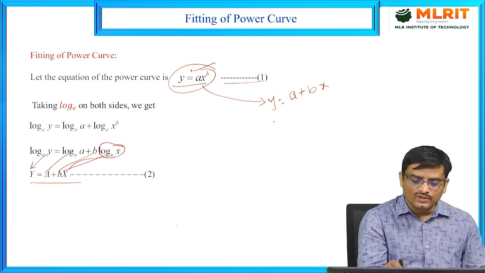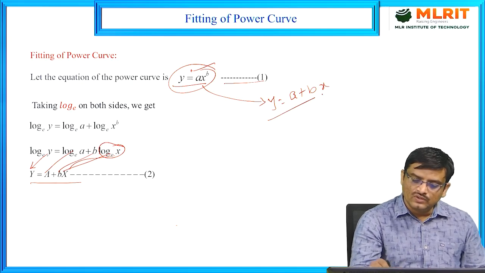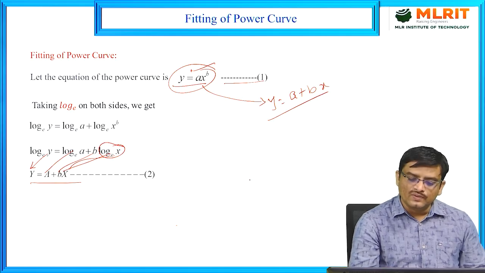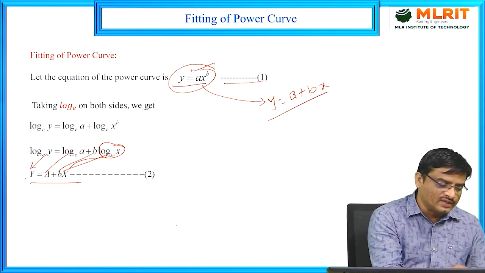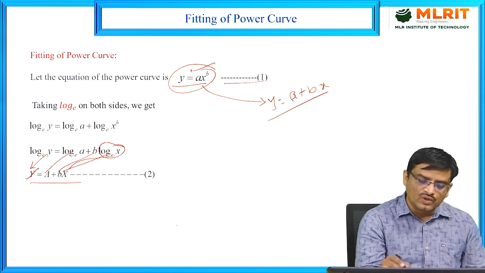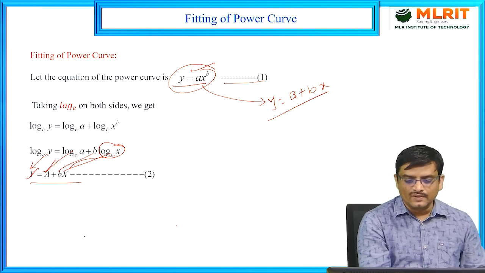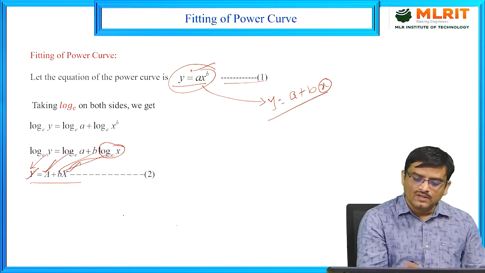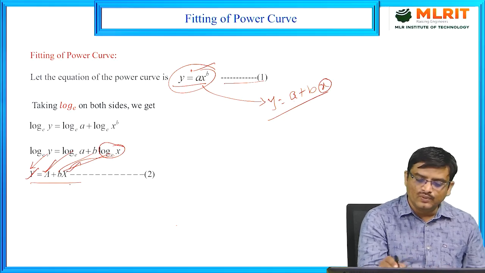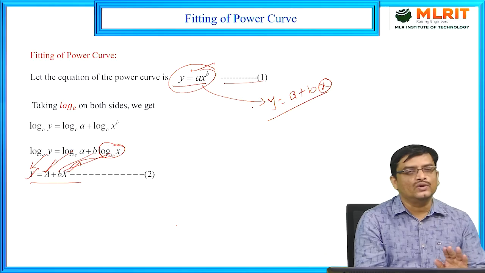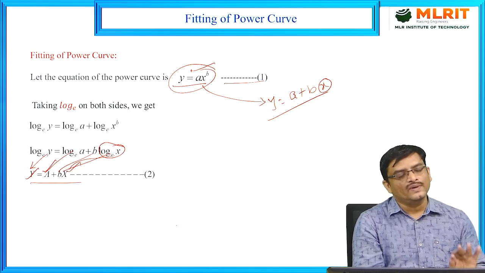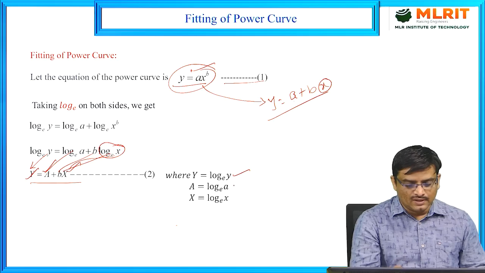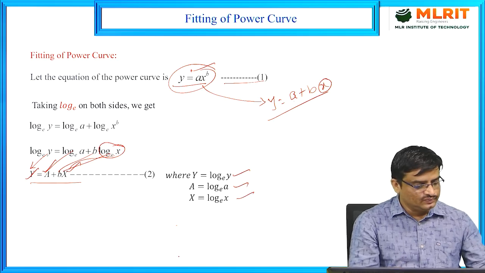Now we know the normal equations for the straight line, use that. Wherever we are having small y, replace that with capital Y. Wherever we are having small a, replace with capital A, and wherever we are having small x, replace that small x with capital X, and keep this small b as it is. In both cases we are having small b, so no need to modify that small b. So these are the substitutions we have applied.